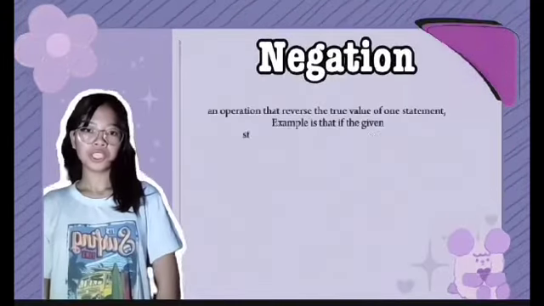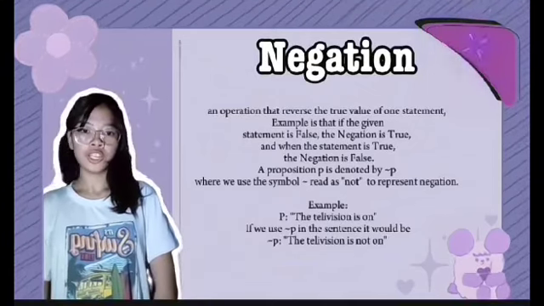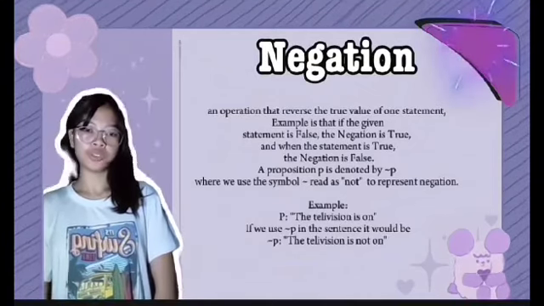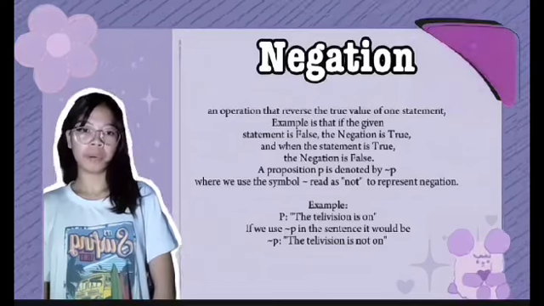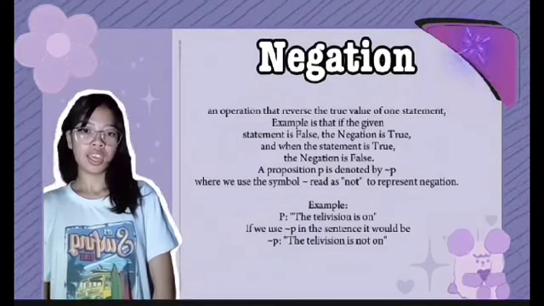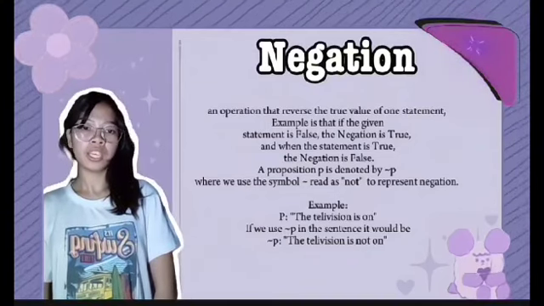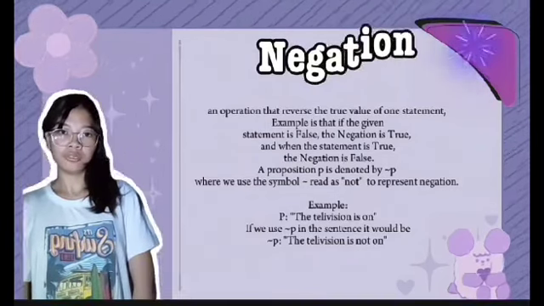Negation: the operation that reverses the truth value of one statement. If the given statement is false, the negation is true, and when the statement is true, the negation is false. The negation of a proposition P is denoted by not P, where we use the symbol tilde, read as "not," to represent negation. Example, P: the television is on. If we use not P in the sentence, it will be: the television is not on.